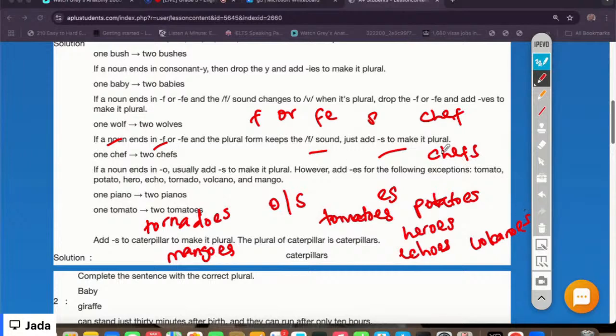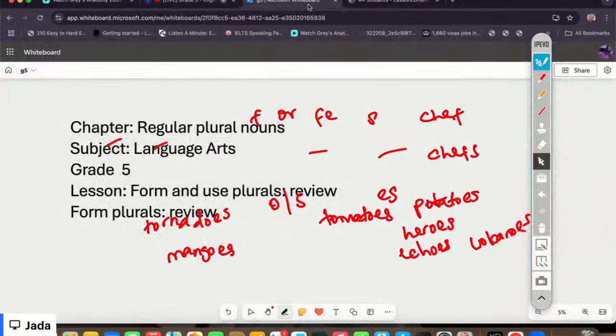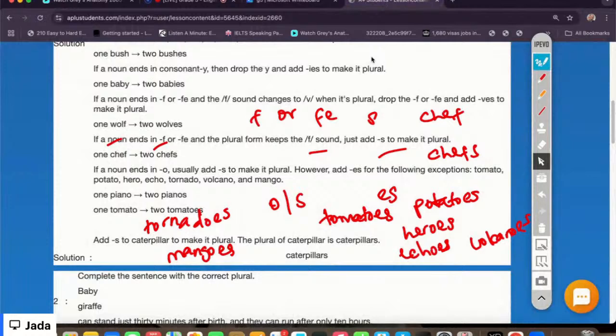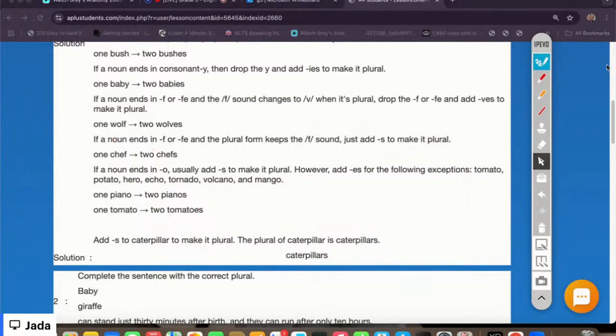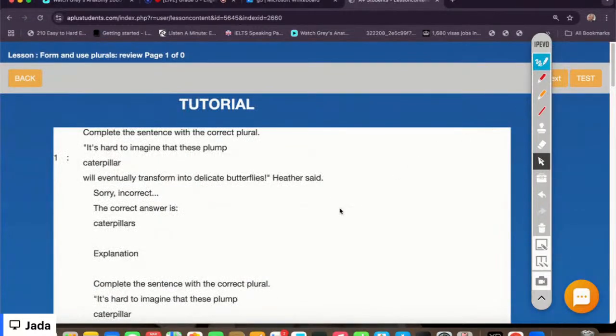All right, so you can see that we have some exceptions, and for these exceptions we just have to make sure that we add the es to them. But if it's ending with o, like piano, we add the s and it becomes pianos. All right. So let's look at some examples. If you also have some sentences, Alvina, you can send them to me on the chat.